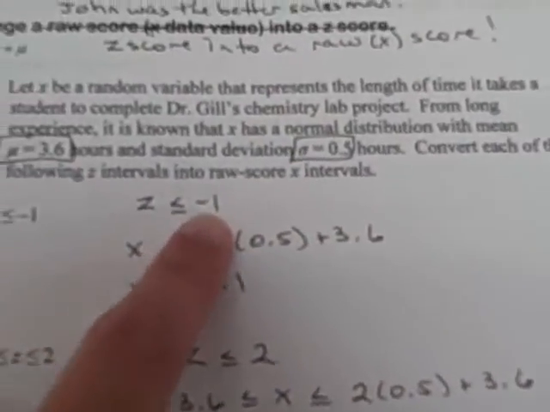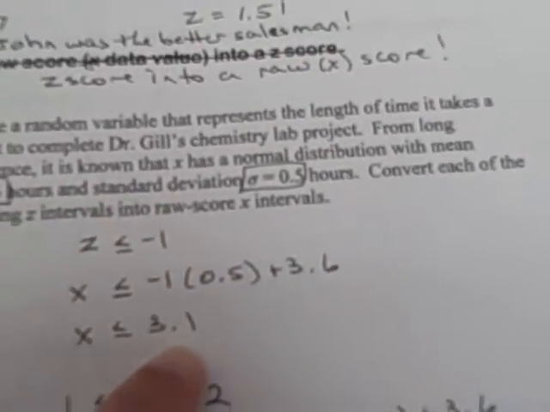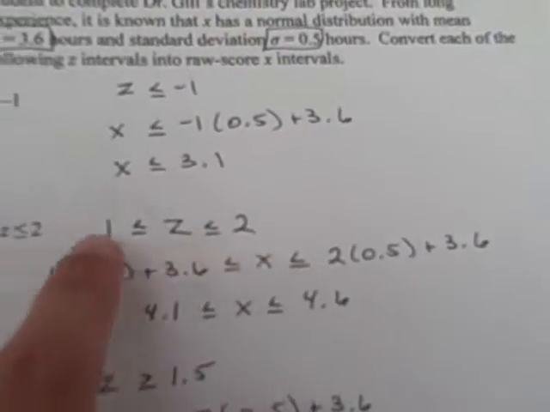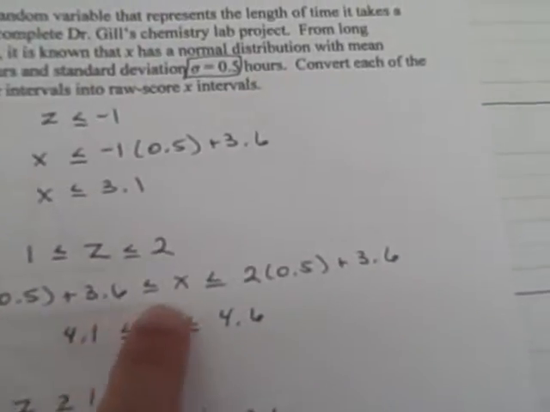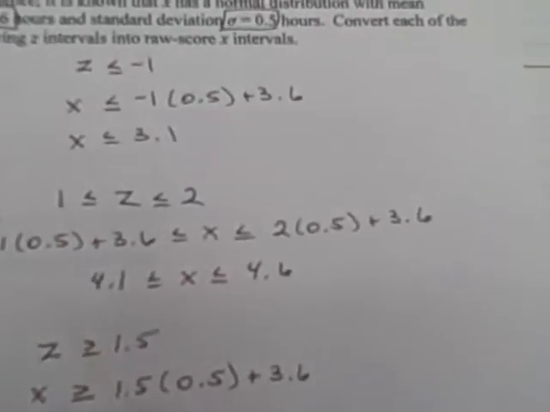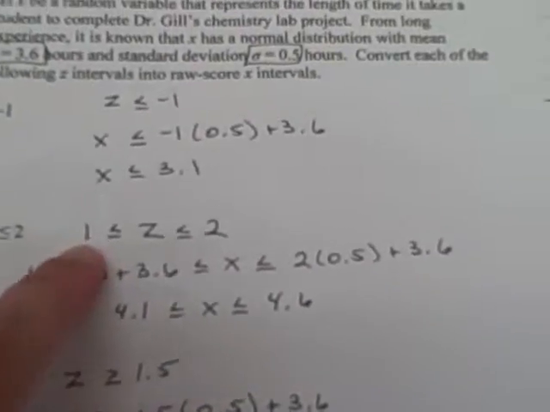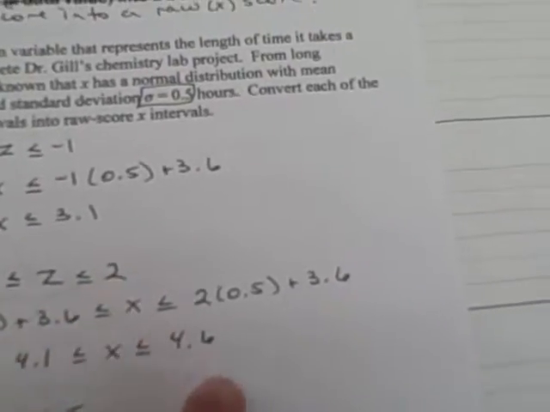So we know one standard deviation below the mean is 3.1 hours. Okay. 1 is less than or equal to z is less than or equal to 2. So z times sigma plus mu is less than or equal to x is less than or equal to z times sigma plus mu. So we get 4.1 is less than or equal to x is less than or equal to 4.6. So 4.1 is one standard deviation above the mean. 2 standard deviations above the mean is the 4.6 hours.